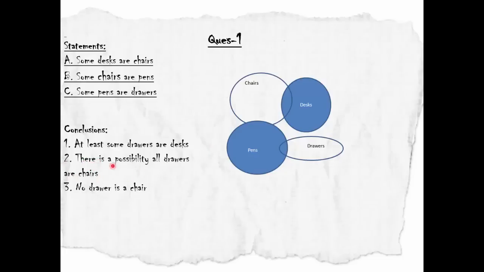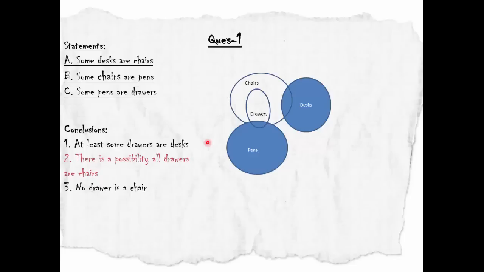Statement number 2. There is a possibility that all drawers are chairs. So we don't have any restriction statement. We have this possibility that all drawers are chairs. We don't have any restriction between chairs and drawers, so we can as well put drawers inside chairs. So there's a possibility that all drawers are chairs like this.